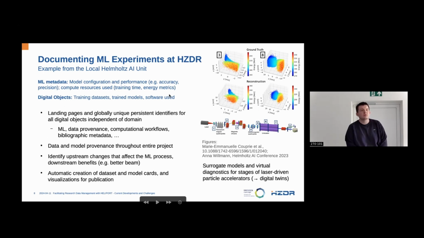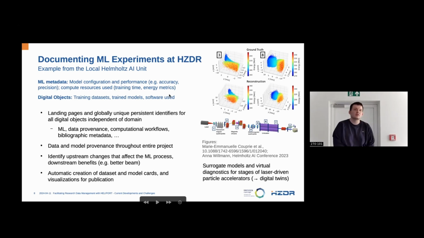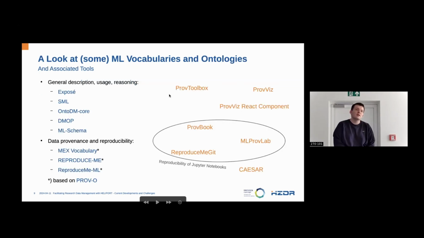And we could, for example, create automatically dataset and model cards or visualizations for publications. And for this, we had a look at some machine learning vocabularies and ontologies, as well as some associated tools. And I already posed this question at the HiRSE conference recently. If any of you have already made some experiences with any of these vocabularies or ontologies, please feel free to reach out to see if we can work on this together, maybe.